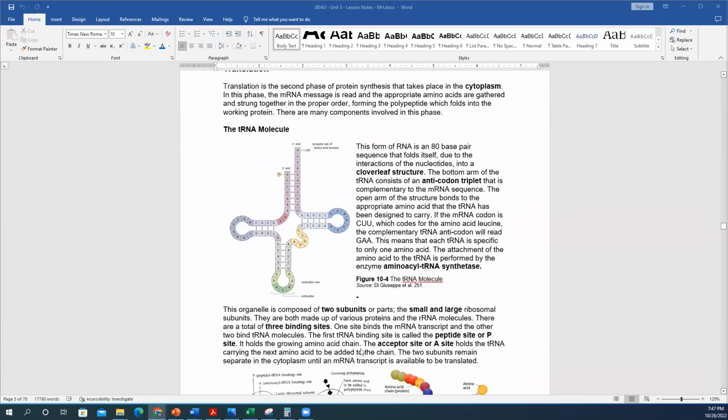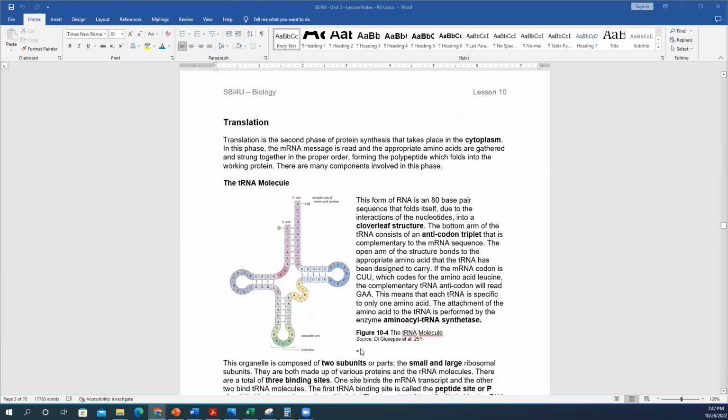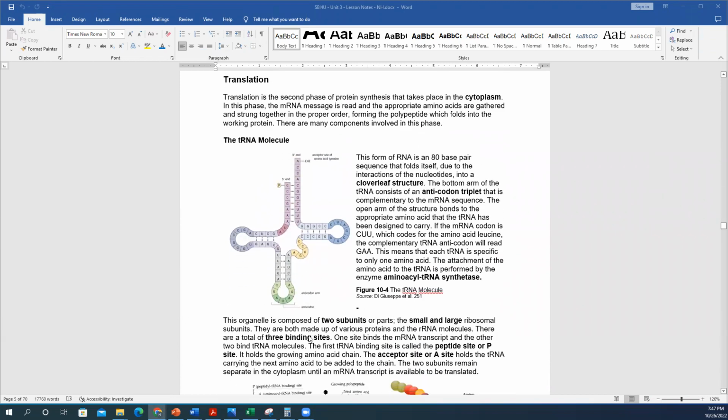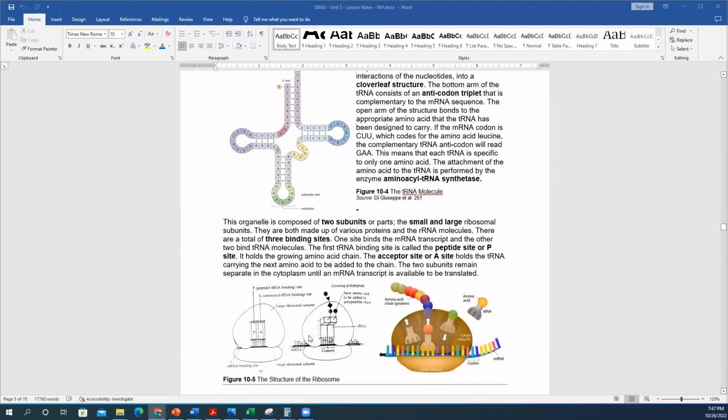So this translation takes place using tRNA molecules, but it also takes place on the ribosome. And the ribosome is composed of 2 subunits.